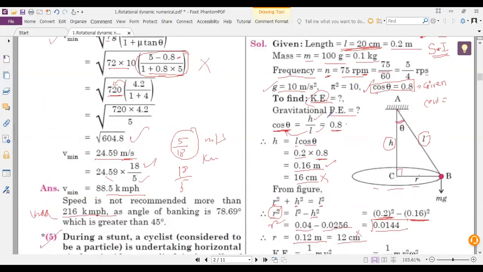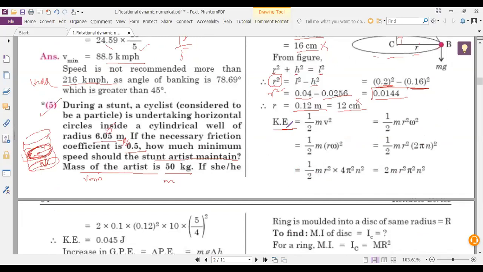What do we have to calculate? We have to calculate the kinetic energy. What is the kinetic energy formula? Half m v square. We know the formula of v. v is nothing but r omega. And we also know the formula of omega. What is the formula of omega? 2 pi n. Now we are applying. m is as it is. v, we know the formula.